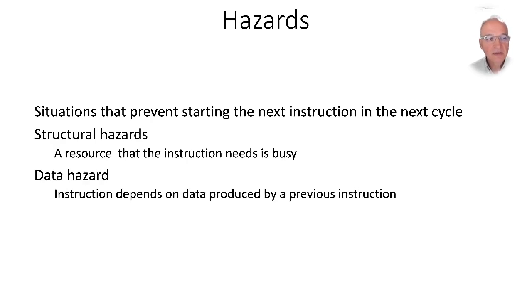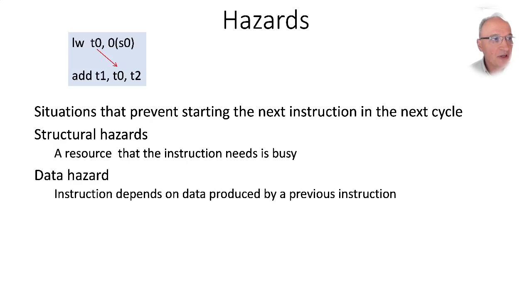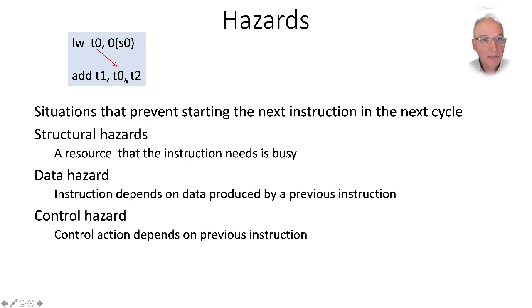The second hazard is that the instruction may depend on data that was produced by a previous instruction. For example, if I have a load instruction that produces the value of t0, and subsequently I have an add instruction that uses the value of t0, the value of t0 may not be ready for the add instruction to use at the time that the add needs it, and we're going to look in the next few lectures at how we fix that.